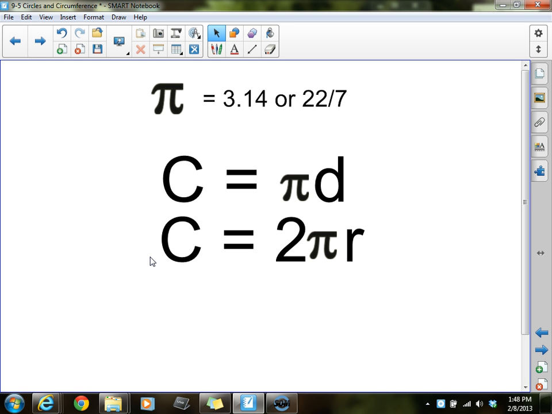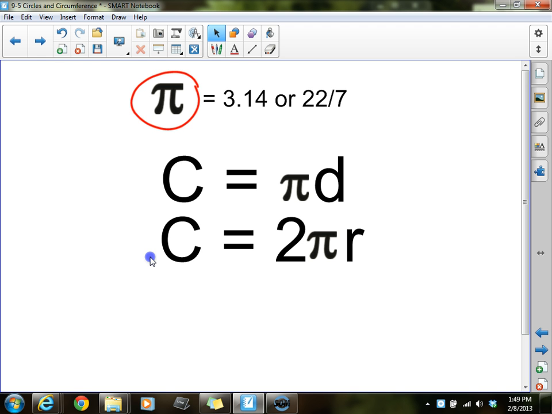Now, hopefully you remember from past classes that weird little sign right here, that is the Greek letter pi. That stands for 3.14. Actually, it keeps going on and on. Or we can say 22 over 7. We're actually going to use both. We're going to focus on the 3.14 tonight, and tomorrow you'll use 22 divided by 7 as pi. But we're going to focus on the formula.